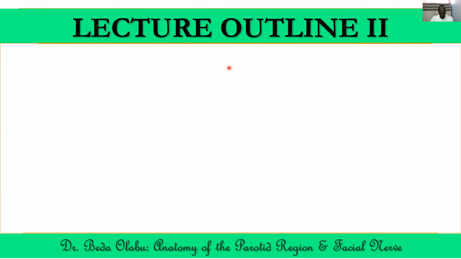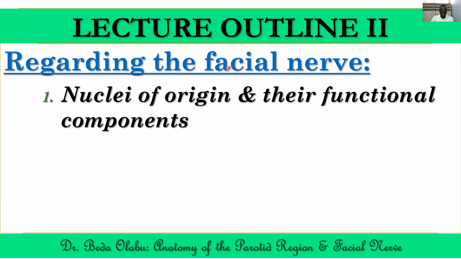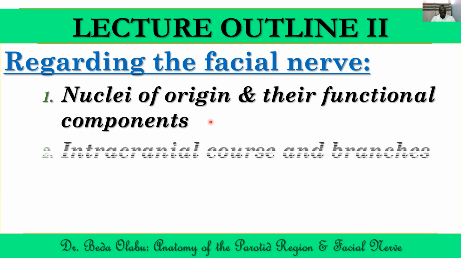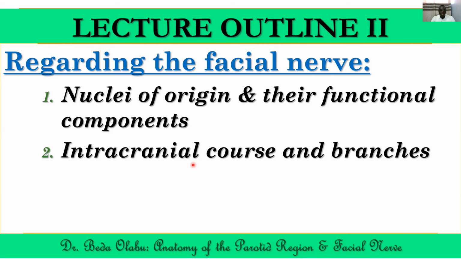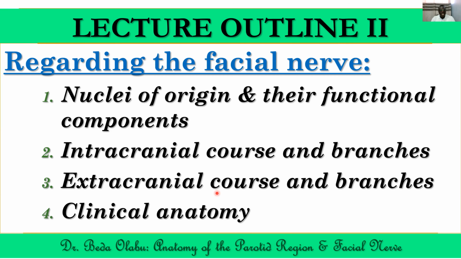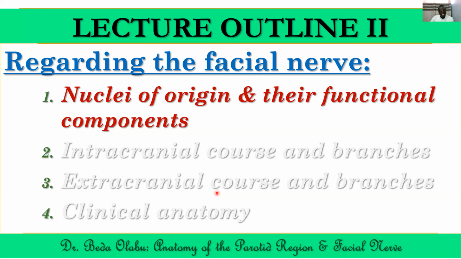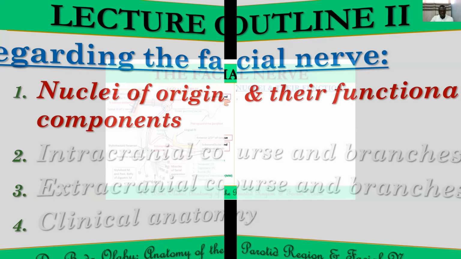We now want to talk about the anatomy of the facial nerve, and we have four major objectives, but they're short. We'll talk about the nucleus of origin and functional components of the facial nerve. We'll talk about the intracranial course and branches of the facial nerve. We'll also talk about the extracranial course and branches of the facial nerve. And lastly, we'll talk about something on applied anatomy. Let's begin with the nucleus of origin and their functional components.